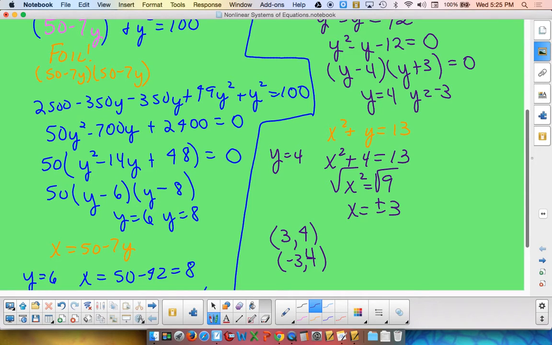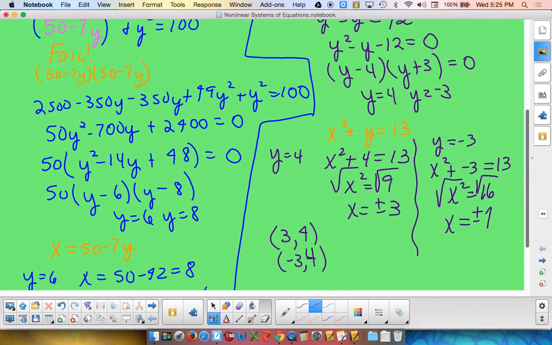Okay, if I do that for the second answer, which was y equals negative 3, now I'd have x squared plus negative 3 equals 13, which is going to give me x squared equals 16. If I square root both sides, I will get plus or minus 4. So what answers do I have out of that one? That's going to give me (4, negative 3) and (negative 4, negative 3).